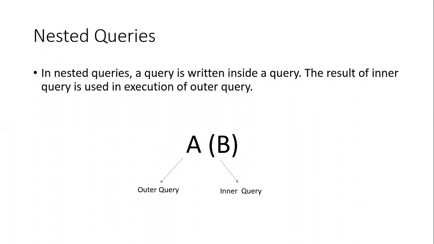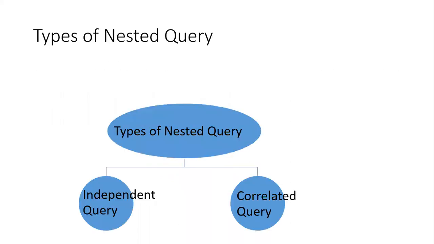So first of all, a nested query is one in which a query is written inside a query. As you can see here, A is the outer query in which B is the inner query. So here the outer query will return output on the basis of the inner query. Nested queries are of two types. One is the independent query, another one is the correlated query.